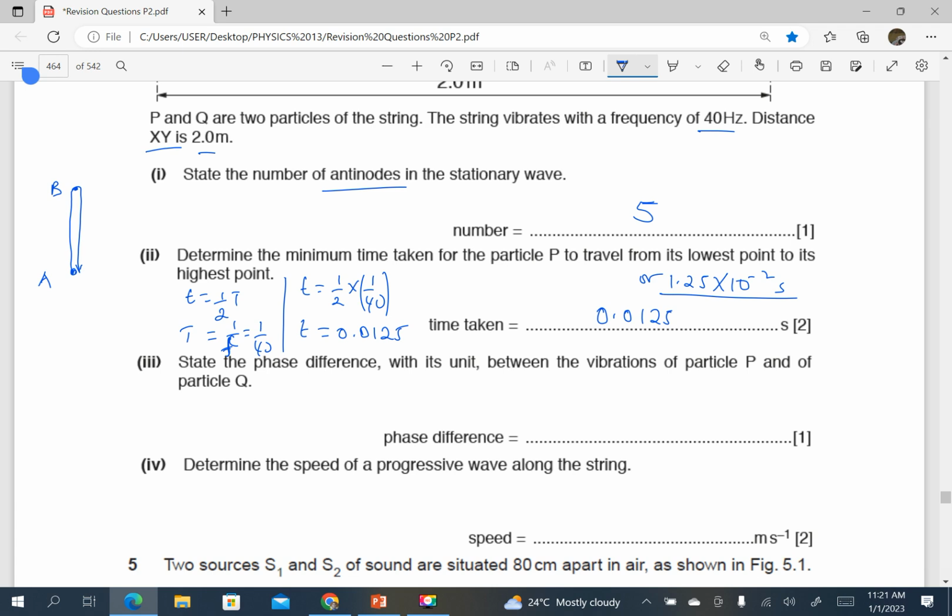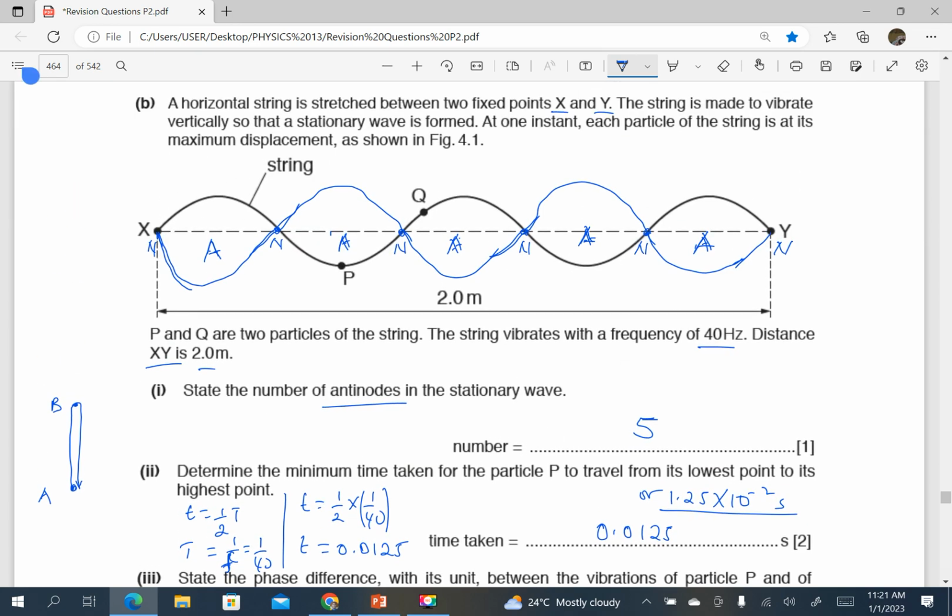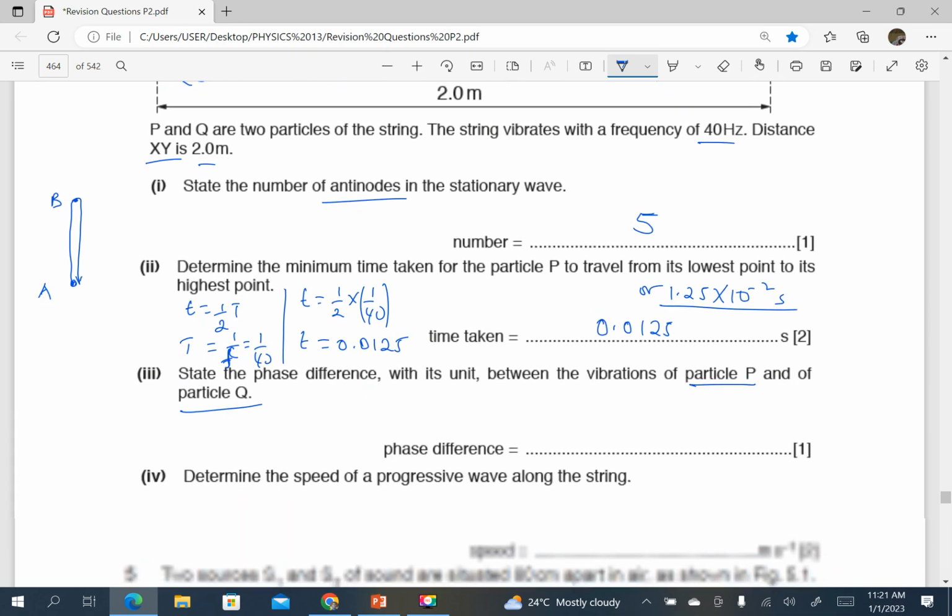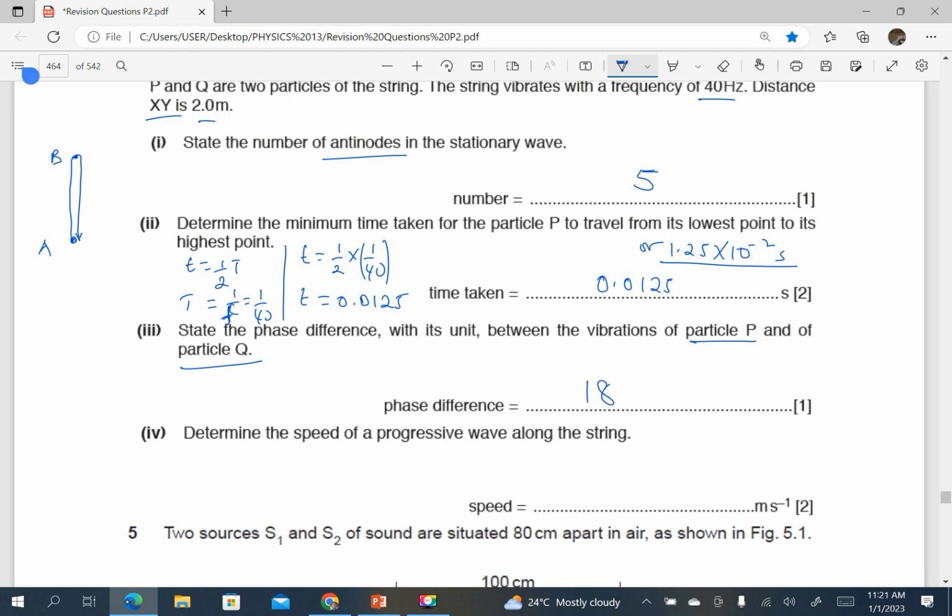State the phase difference with its unit between the vibrations of particle P and particle Q. Remember, they are forming a stationary wave. Particle P is in this loop, this segment. Particle Q is in the other segment. Particles in two adjacent segments for a stationary wave vibrate in what we call the antiphase, 180 degrees out of phase. Therefore, the answer here is 180 degrees, or simply pi radians, because they are in neighboring adjacent loops or segments. They are 180 degrees out of phase. Remember, particles in the same loop vibrate in phase. The phase difference is 0. But particles in two neighboring loops vibrate 180 degrees out of phase for a stationary wave.